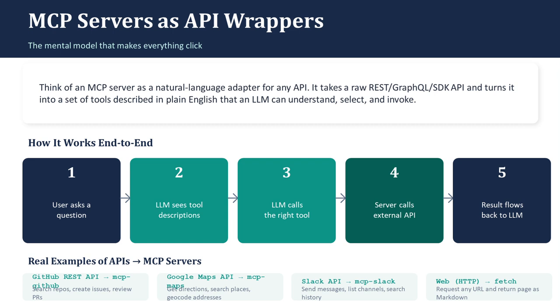Then, the MCP server as API. Here I mention an easy flow so that you can understand it. The user asks a question, the LLM sees a tool description, then the LLM calls the right tool, then the server calls the external API, and the result flows back to the LLM. Here I am explaining a very easy flow. You can understand it, and here I have mentioned some real examples. You can take a look at them.